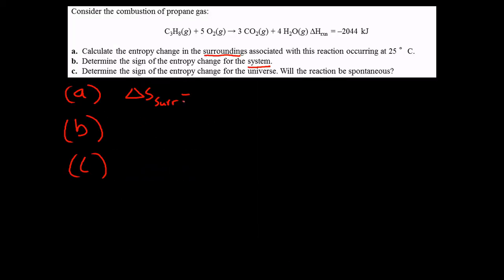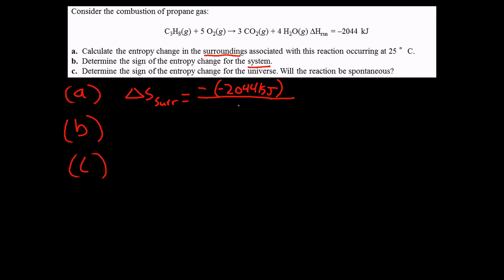And so we are given delta H for our system. It is negative 2044 kilojoules. Don't forget, though, that that equation is negative delta H for the system. And again, we're assuming here that our system is the reaction. We kind of have to make that assumption because we're not given any information about anything else, so it has to be our system. So negative delta H for our system divided by the temperature, which does need to be in Kelvin.